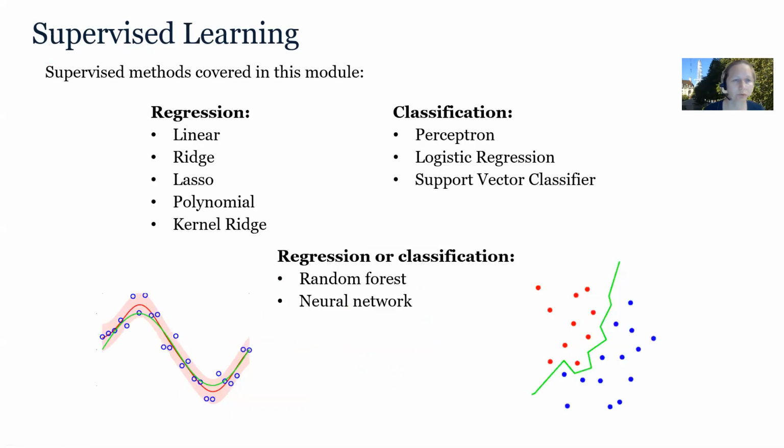In this module, we will cover several supervised methods. So you already are familiar with linear and polynomial regression. We will also look at ridge, lasso, and kernel ridge regression. And for classification, we will look at perceptron, logistic regression, support vector classifier. Some machine learning methods can be both regression or classification, and these are random forest and neural network.